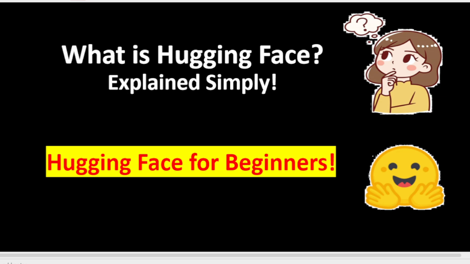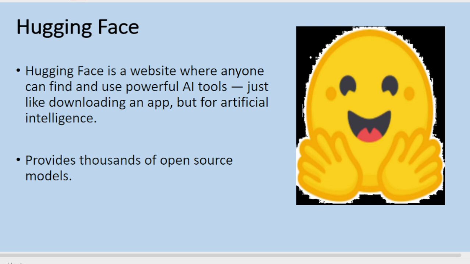Now let's understand what Hugging Face is. Hugging Face is a website where anyone can find and use powerful AI tools, just like downloading an app, but for artificial intelligence. It is like a GitHub of AI models, where you can save your AI models, use them, and share them with other users within the organization, with your teammates.